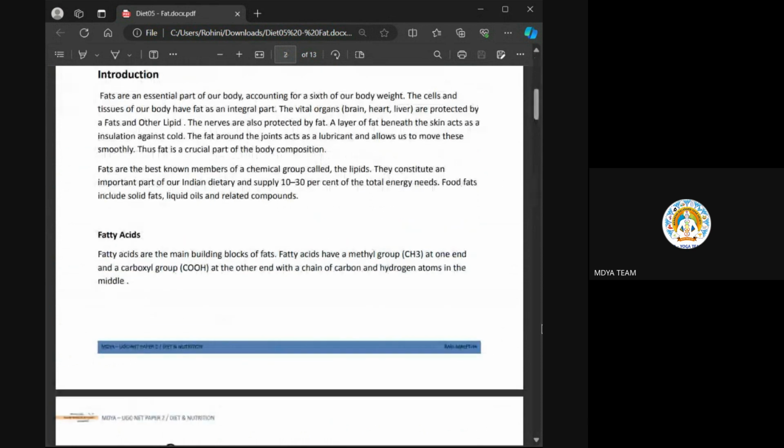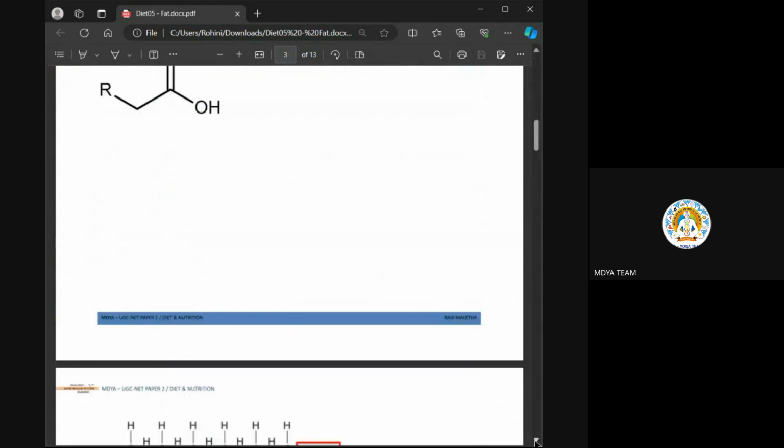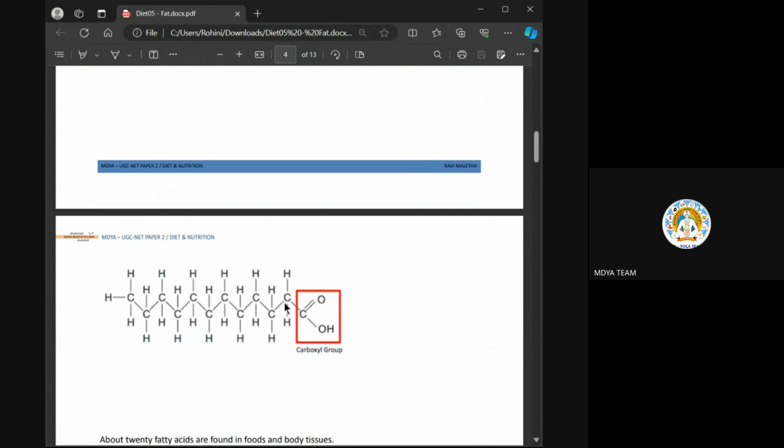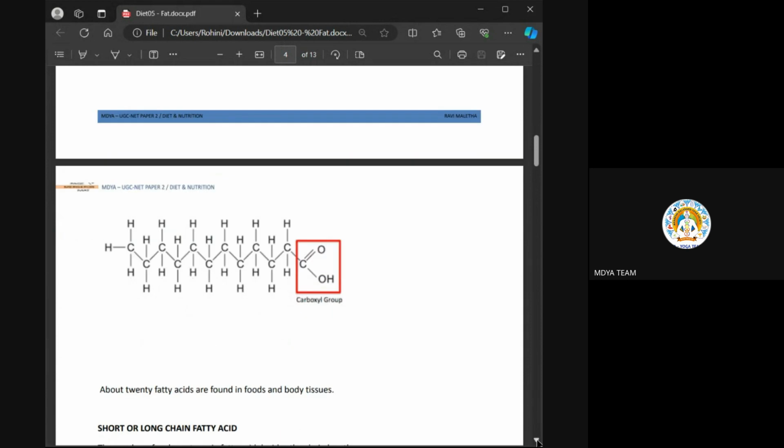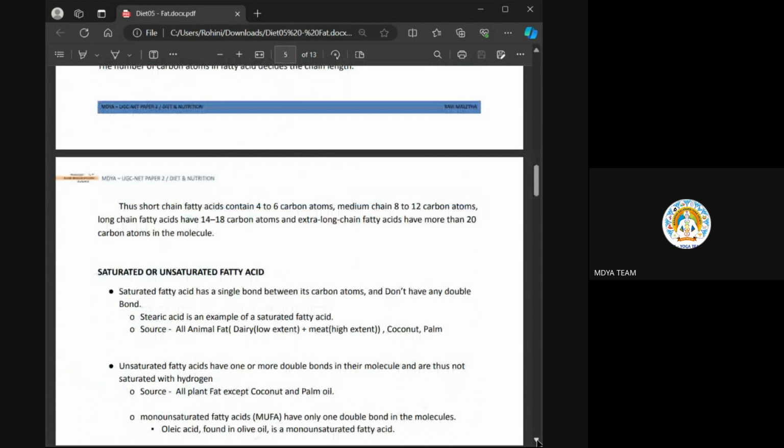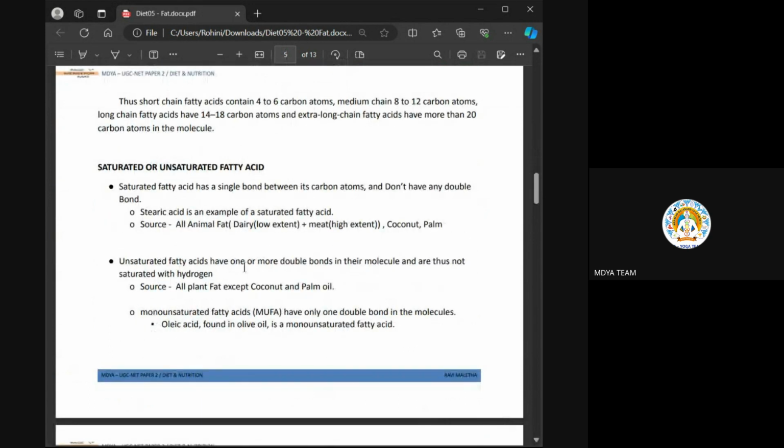In this picture, the carbon and carbon are joined here with a single bond, so this is the saturated one. If this becomes a double bond, then that becomes the unsaturated one. Another difference is the attachment of the hydrogen. The unsaturated fatty acid has one or more double bonds in its molecule and is thus not saturated with hydrogen. They have some capacity to join more hydrogen. The sources are all plant fats, except coconut and palm oil, which are saturated.